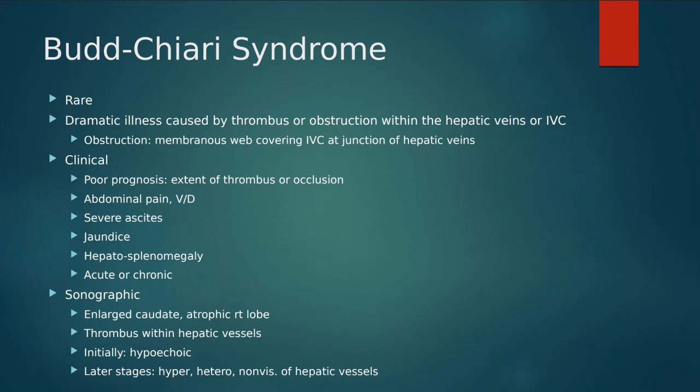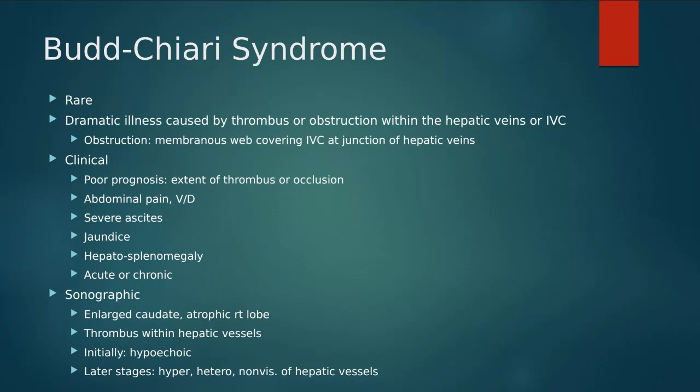Clinically, it's a pretty poor prognosis, and it all depends on the extent of whatever is causing that blockage. So if you have a blood clot or a thrombus that's causing the blockage, think of how close our hepatic veins drain into our IVC and how close that is to our heart. If you have a blood clot sitting right there, chances of it traveling to your heart and having a massive heart attack are very likely. So we don't want to ignore if we're seeing something that could potentially look like Budd-Chiari syndrome.